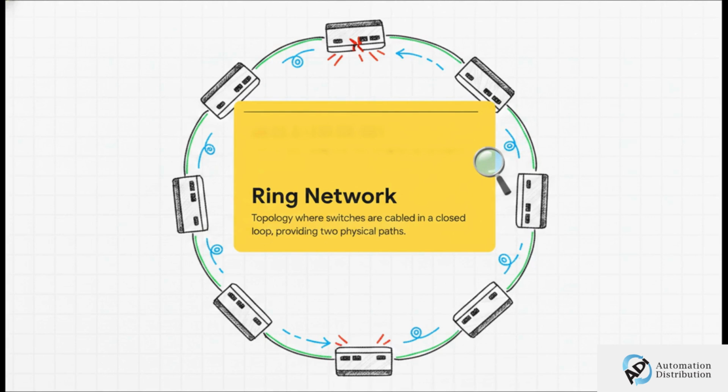So by creating this closed loop, if a link breaks, like that severed cable we just talked about, the traffic instantly acts like a highly resilient detour system. It just reroutes the other way around the ring, meaning your network keeps running without missing a beat.